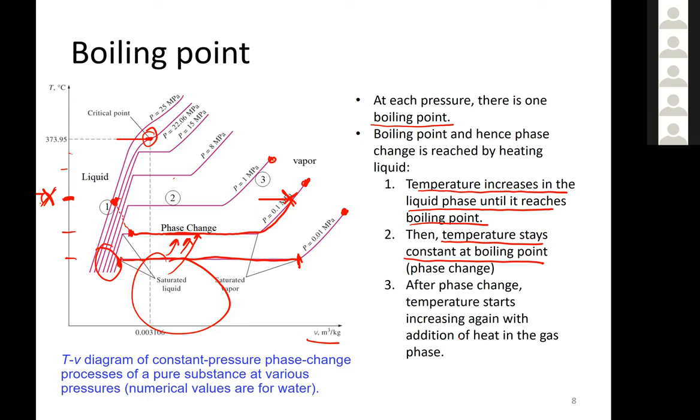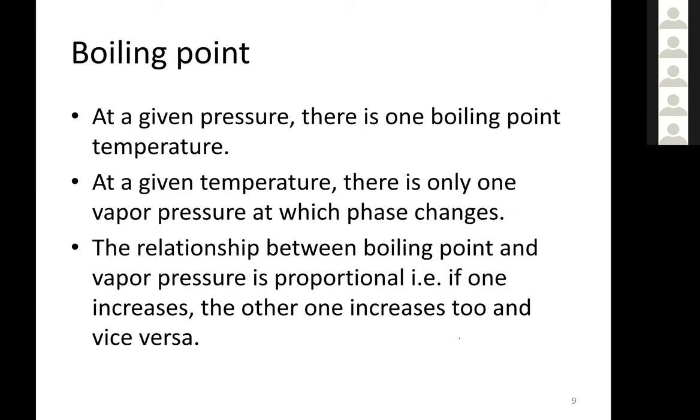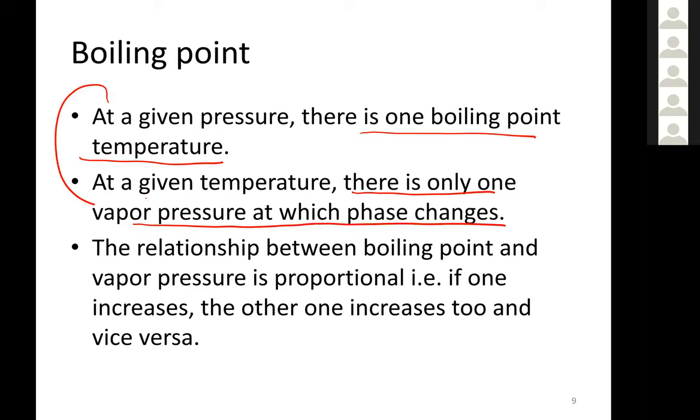So these are basically what we need to understand about these diagrams, and these diagrams are very important. These will always tell me whether I need to provide heat or to extract heat from the system as it goes from one point in this TV diagram to another point. So at a given pressure, there is one boiling point temperature that we need to keep in mind. And also at a given temperature, there is only one vapor pressure at which phase is changed. We call the relationship for a pure substance between boiling temperature and saturation pressure a one-to-one relationship. So the relationship between boiling point and vapor pressure is proportional. If one increases, the other one has to increase.